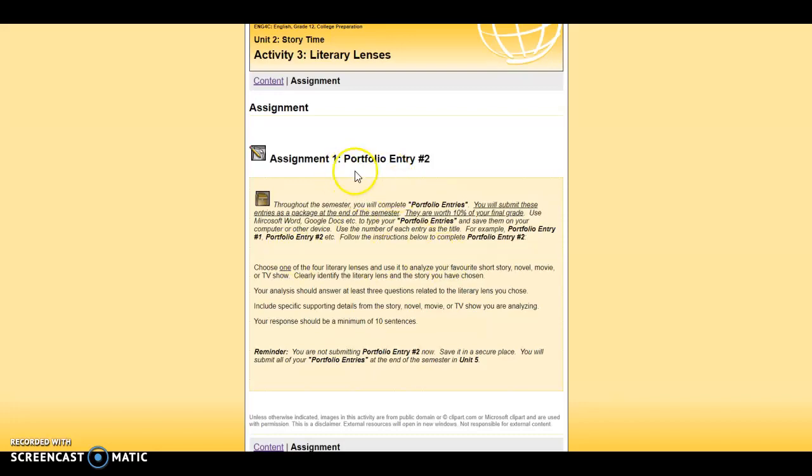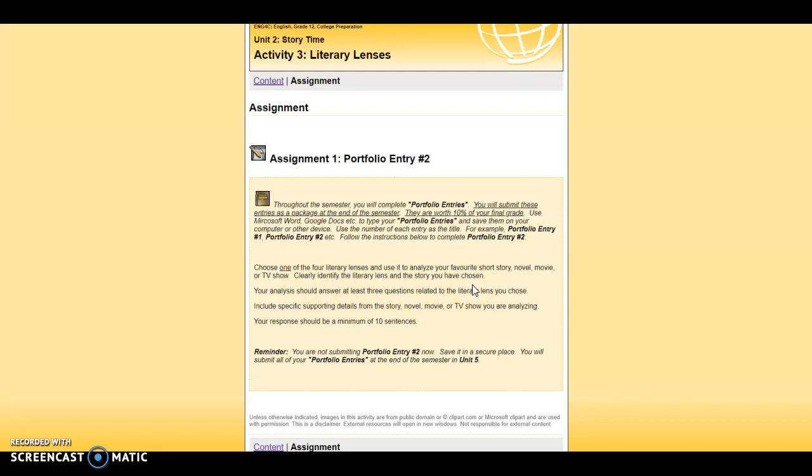And specifically for the one you're going to complete now, you've got portfolio entry number 2. The question is, choose one of the 4 literary lenses and use it to analyze your favorite short story, novel, movie, or TV show. Clearly identify the literary lens and the story that you have chosen. It doesn't matter to me which one of the 4 literary lenses you choose.